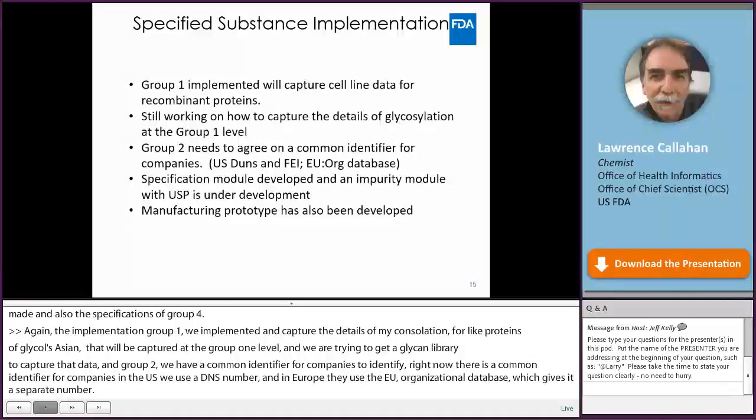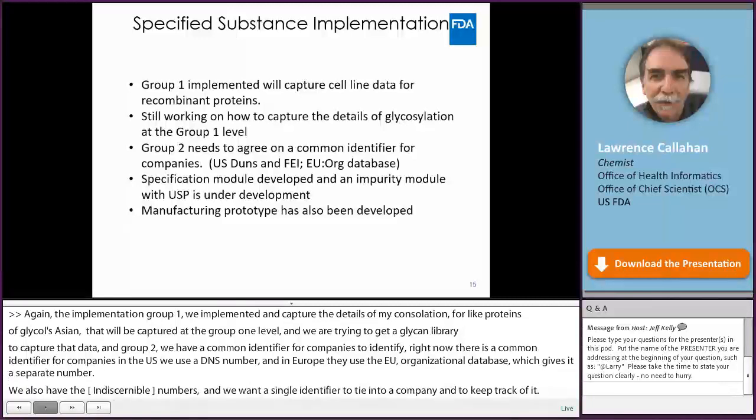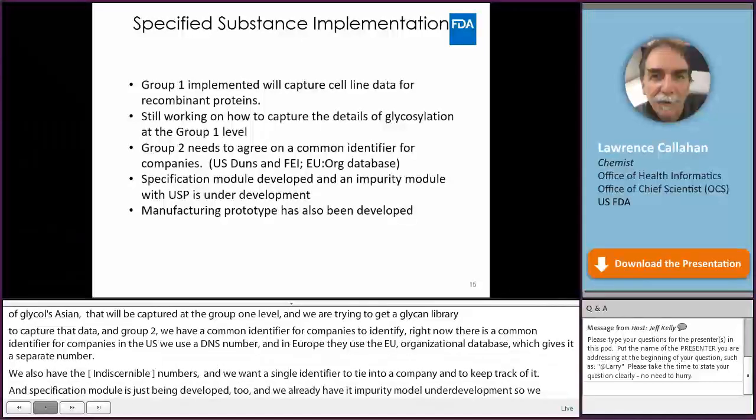And a specification module is being developed too, and we already have developed an impurity module with USP is under development, so we can capture at least the pharmacopoeial specifications in an organized manner. And we've also developed a manufacturing prototype that we're looking at, working with our PQCMC colleagues at FDA to see if we can implement it.